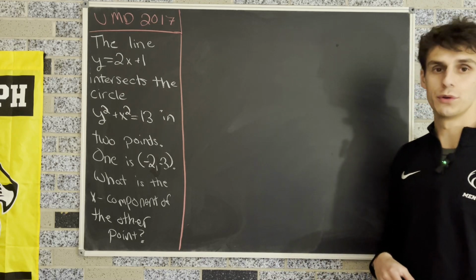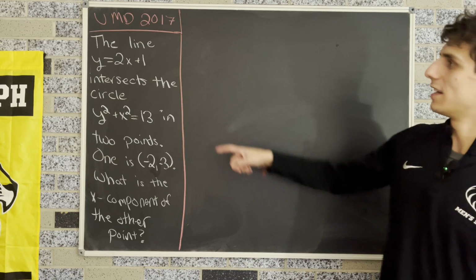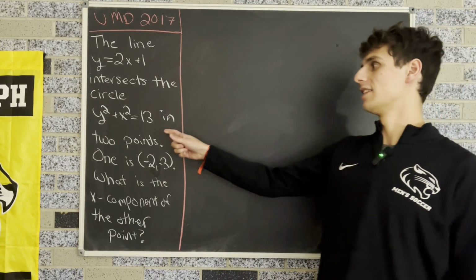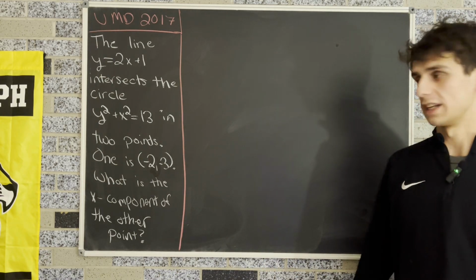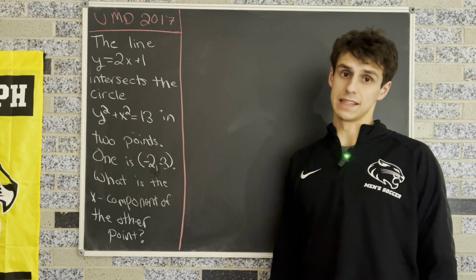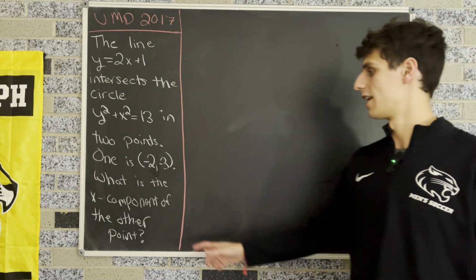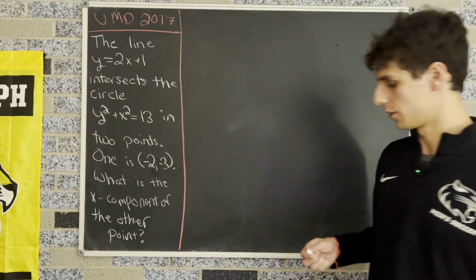Today we have a problem from the University of Maryland math competition in the year 2017. It tells us that the line y equals 2x plus 1 intersects this circle y squared plus x squared equals 13 in two different points. It tells us that one point is (-2, -3), and it asks us to find the x component of the other point. Okay, so let's jump into this.